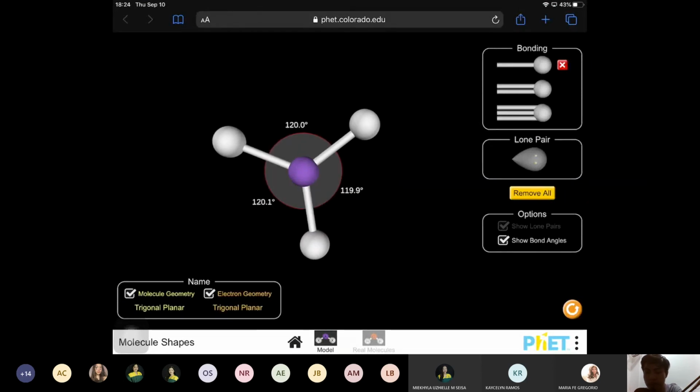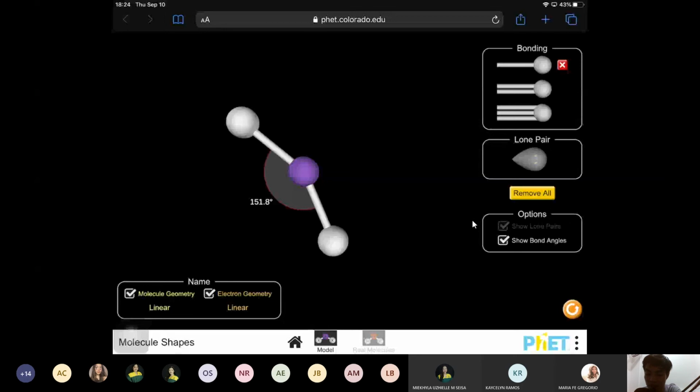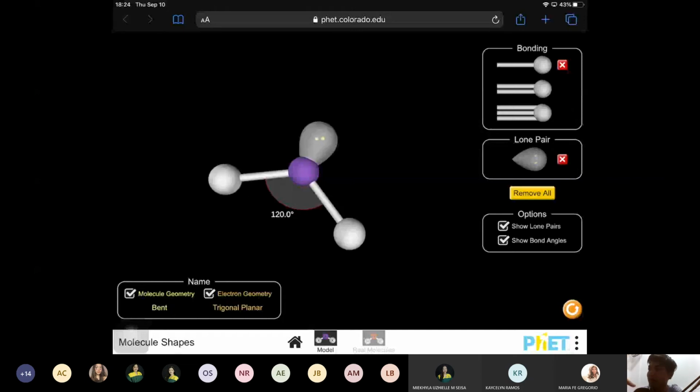Ayan, so nag-start kasi yun sa trigonal planar. What if yung isang electron group dyan maging lone pair? Kunwari ito, maging lone pair yan. Ano yung magiging shape niyan? Originally, this is trigonal planar. Pero, kapag pinalitan natin ng lone pair yan, ano yung magiging shape niya? Magiging bent, no? Ayan, magiging bent siya.